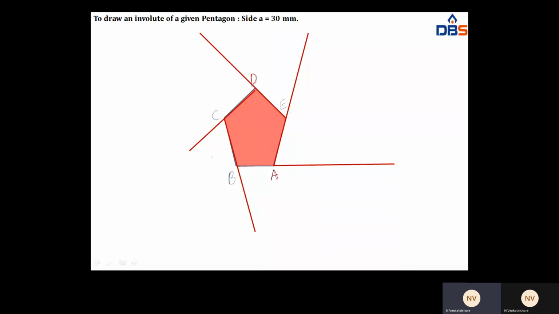Now, starting with what are the points? Just now we told that from A, this is the starting point. So what is B? It is the length. So B as a center, BA as a distance, draw an arc. This is P1. The same procedure is to be repeated. Next, C as a center, with the previous value, what is P1? So C to P1.